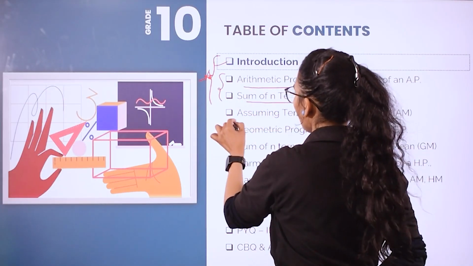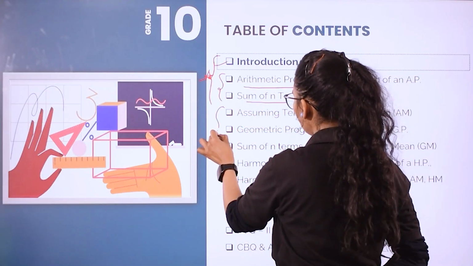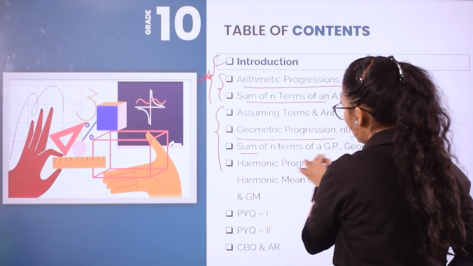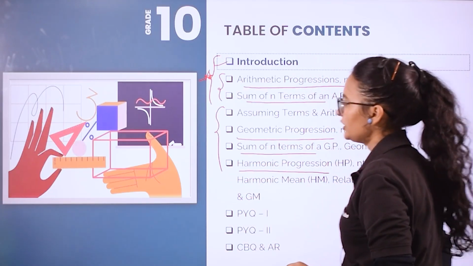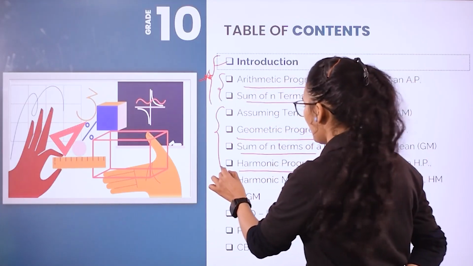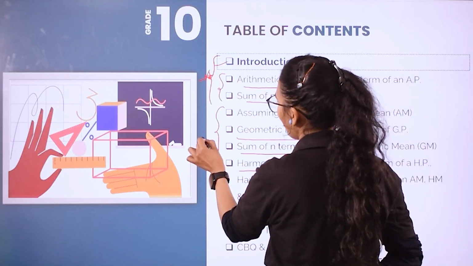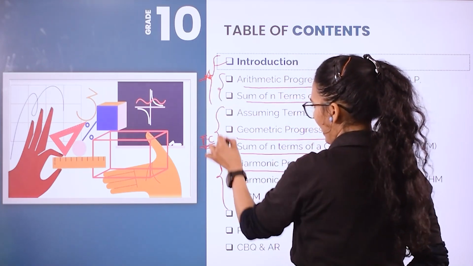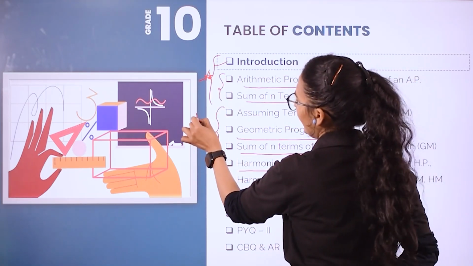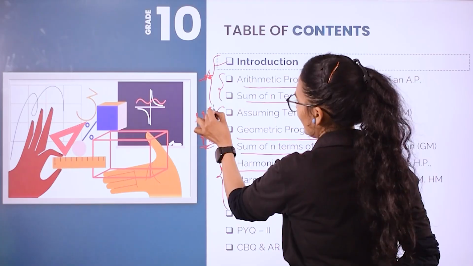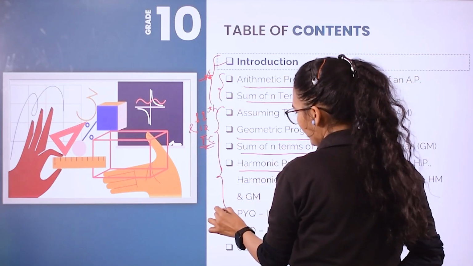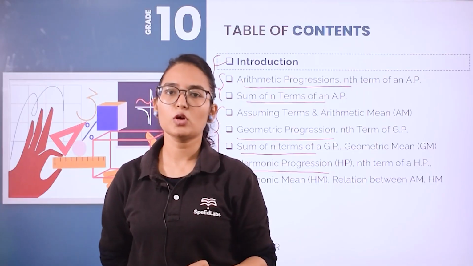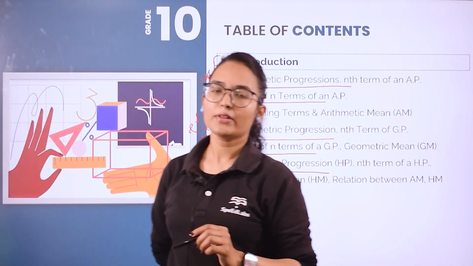Now, here this arithmetic mean, GP, that is geometric progression, and then we have sum of n terms of GP, then we have harmonic progression, that is HP. All these are foundation concepts, right? So we are going to focus here and this will be helpful for you in grade 11th and 12th, right? And then we will solve some previous year questions in problem solving sessions, right? So we will start with the introduction.